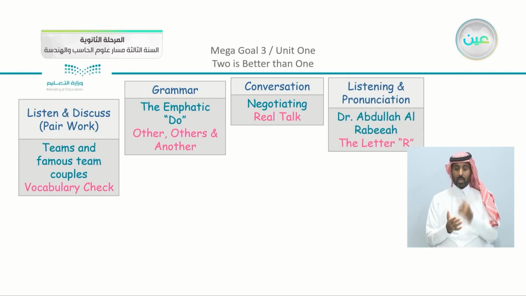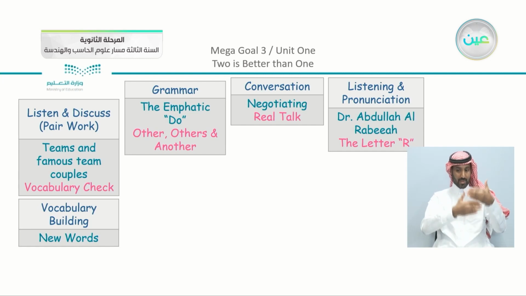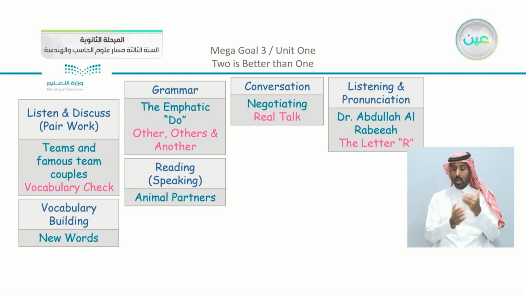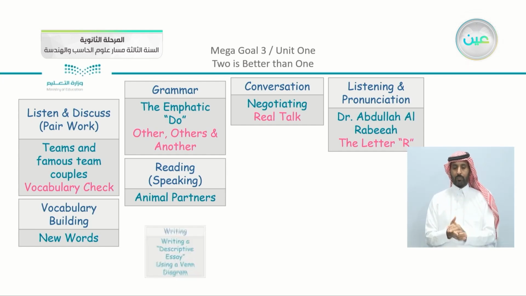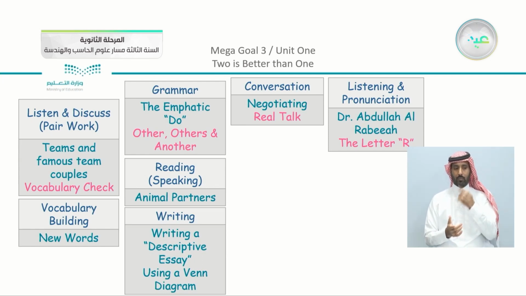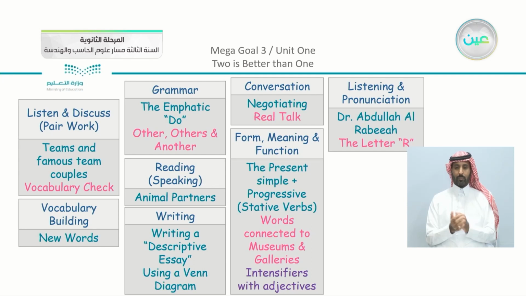We had the listening and pronunciation about Dr. Abdullah Rabi'a and how to pronounce the letter R. We had also vocabulary building. We studied new words, and after that, we had the reading. We also practiced speaking about animal partners or symbiotic relationships. We also had our writing lessons, which were about the descriptive essay using a Venn diagram. We had the form, meaning, and function lesson, where we studied the present simple, progressive, and state verbs. We had words connected to museums and galleries, intensifiers and adjectives.